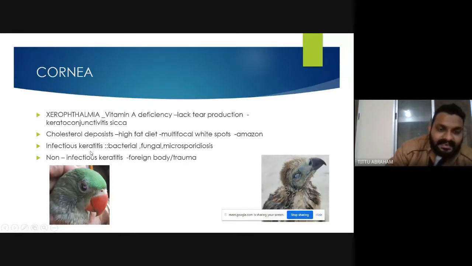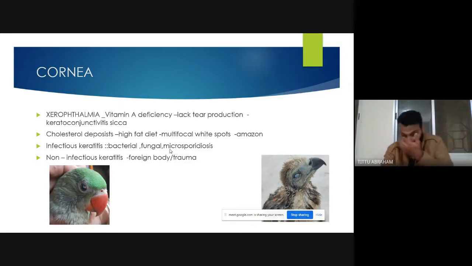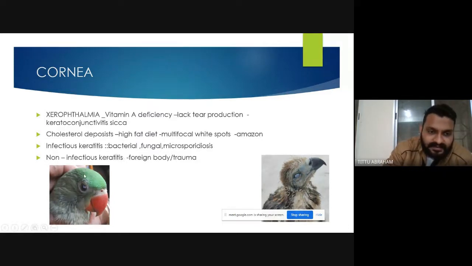So infectious keratitis is seen in bacteria, fungi, and microsporidiosis. The only viruses that cause keratitis, that is infection of the cornea, are found to be pox virus and PMV. But most probably, if it is an infection of the cornea, it can be attributed to bacteria or fungi, which can be treated.